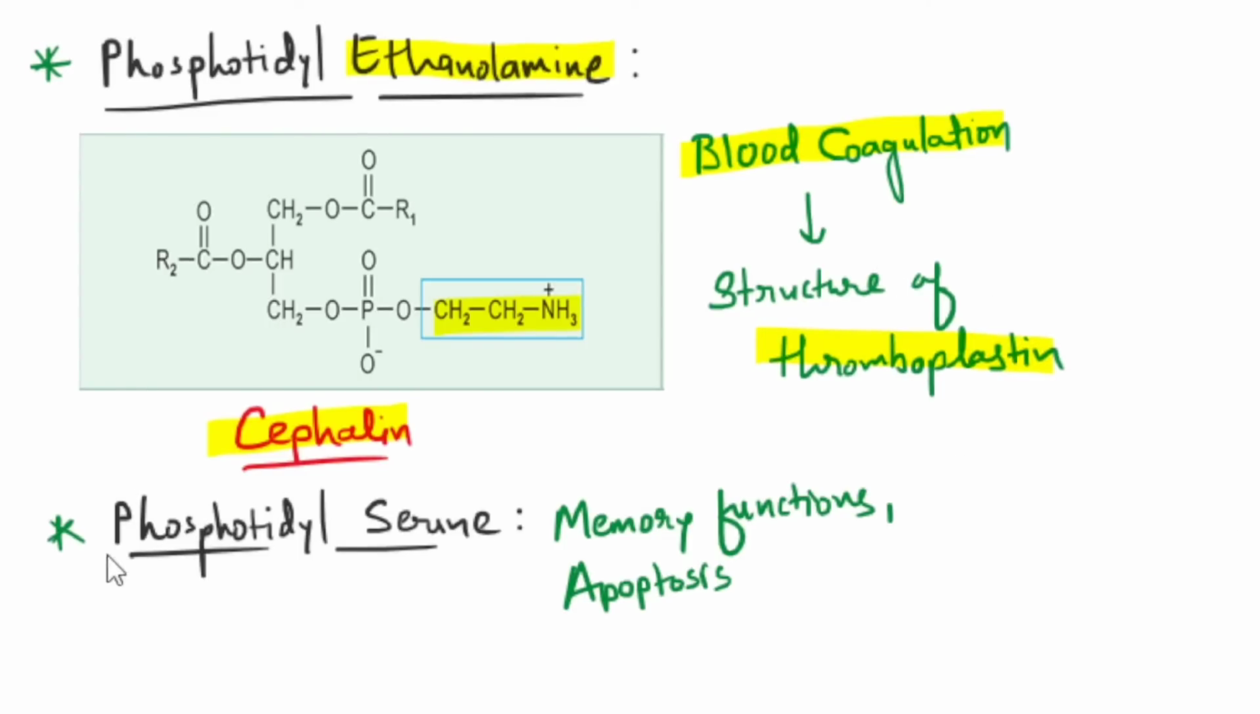Next nitrogen containing phospholipid is phosphatidyl serine. Here serine is the nitrogenous base. They are a component of the cell membrane and are involved in memory functions and apoptosis.